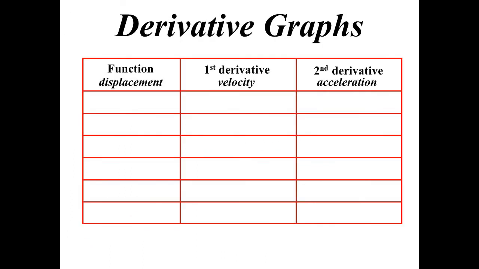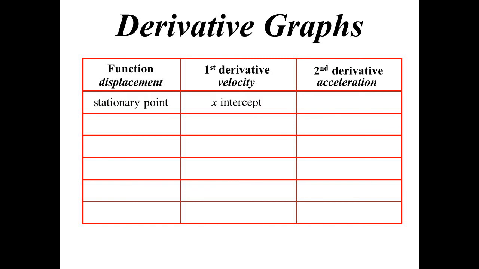Well, really, drawing velocity, acceleration, displacement graphs is nothing more than drawing derivative graphs, because that's what they are. So let's have a look at that in a little bit more detail. The original function we'll call the displacement graph. The first derivative graph would be the same as the velocity graph, and the second derivative graph would be the same as the acceleration graph.